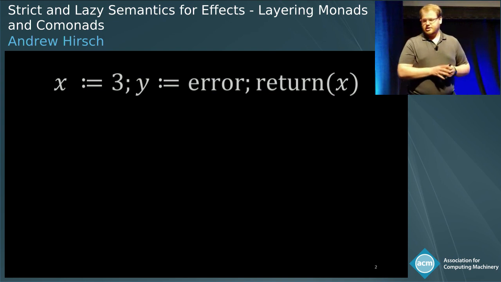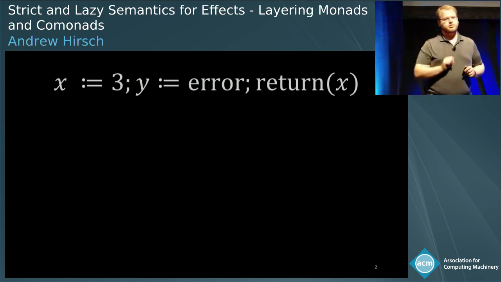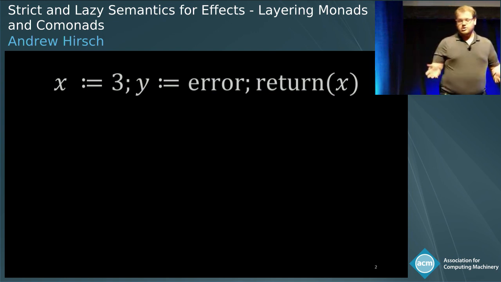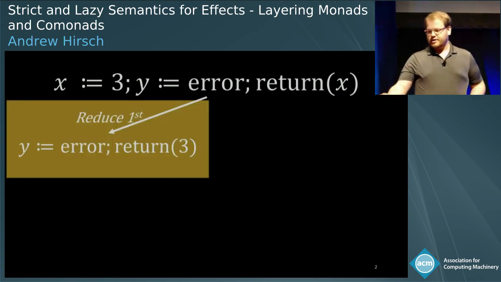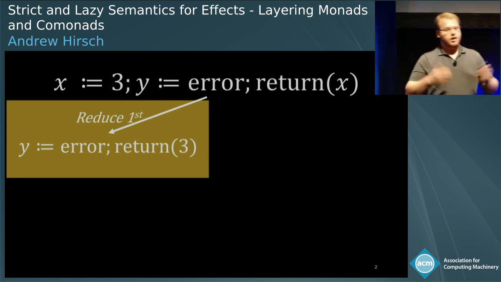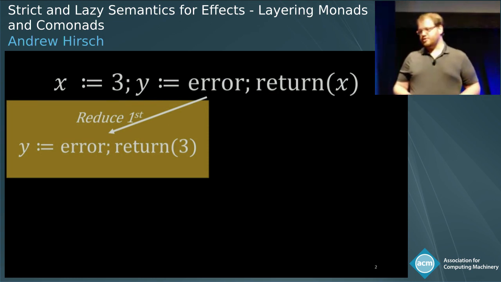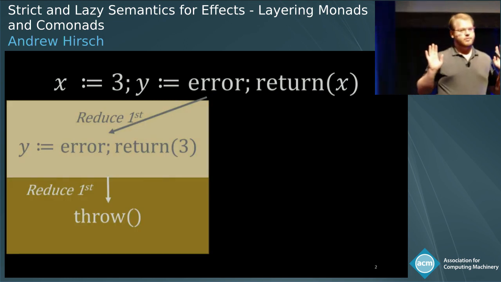In the strict semantics, I'm going to start from left to right and just substitute through, evaluating as I go. So the first thing I do is I take x gets 3, I evaluate it, and I substitute 3 for x throughout. And I get this yellow program here, which just returns 3 after assigning error to y. Doing the same thing again, I evaluate y gets error, and everything blows up because there's an exception, and an exception gets thrown.